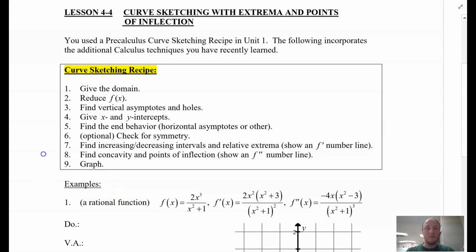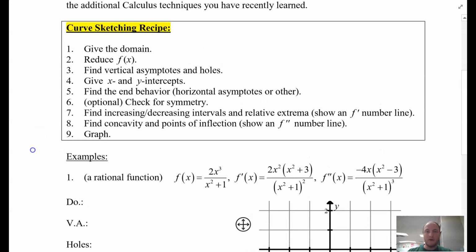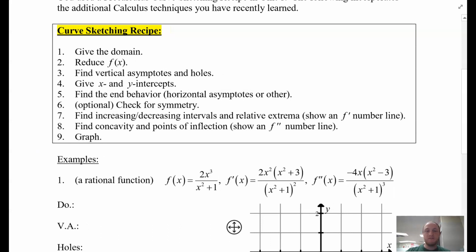So just to remind yourselves, the curve sketching recipe that we follow is first give the domain, reduce your functions to find vertical asymptotes and holes, give x and y intercepts, end behavior, and then check for symmetry, which is optional. That can help you graph. And then features 7, 8, and 9 are new for this unit. Well, really 7 and 8. Okay, we have to find increasing, decreasing, and the relative extrema, and then also to find the concavity.